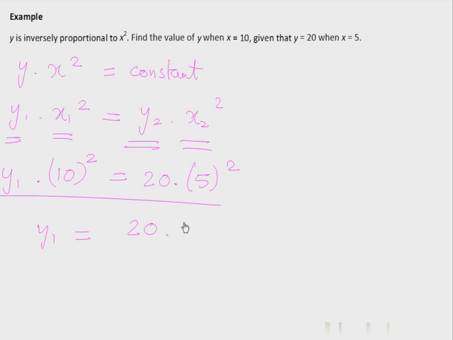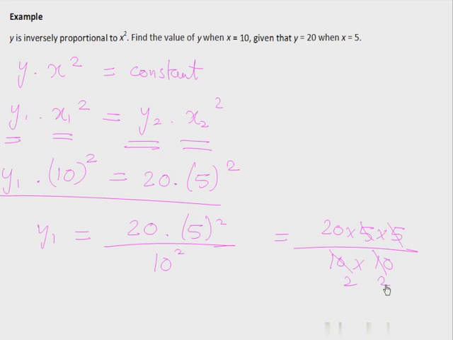y1 will equal 20 times 5 square over 10 square. 20 times 5 over 10 times 10. 2 goes in 5 times. So y1 will equal 5.